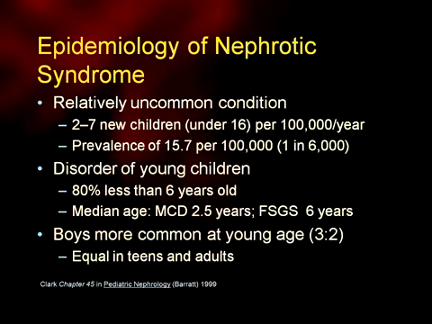It's a disorder generally of young kids. 80% are less than 6 when we make the diagnosis of nephrotic syndrome. The median age for minimal change is about 2.5. FSGS is a little older because it's common in teenagers. It's about 6 years old. Again, like with the other GNs I talked about, it's more common in boys at a young age.